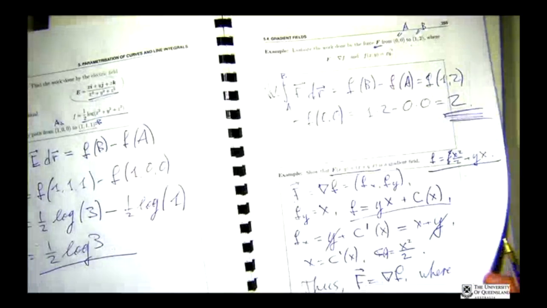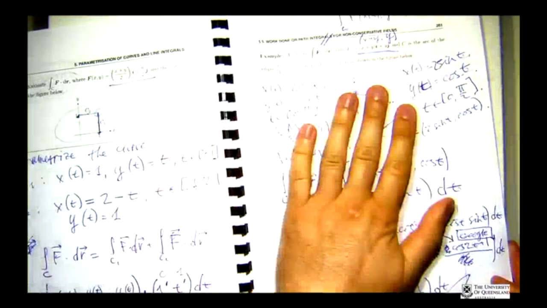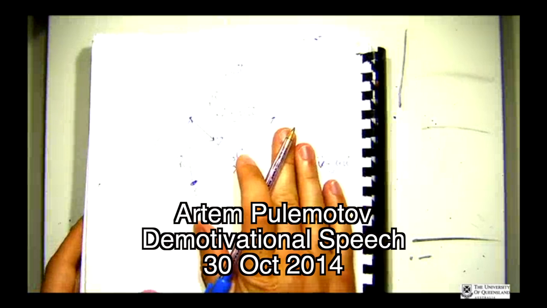have non-conservative fields, and sometimes you have to compute the integral by doing the honest work, just like we did in class today. All right. That's it. This is 1052 for you.